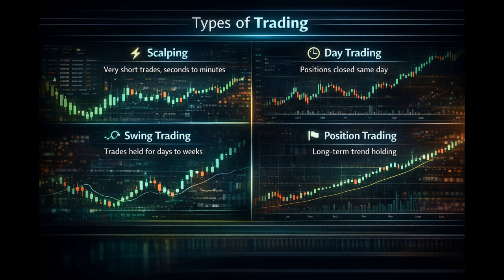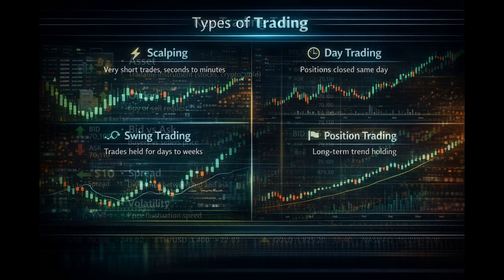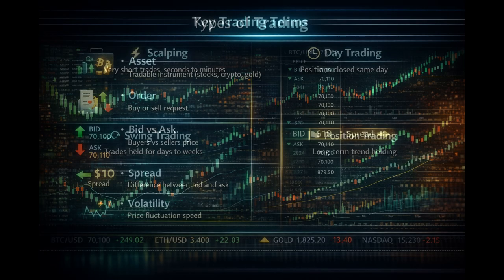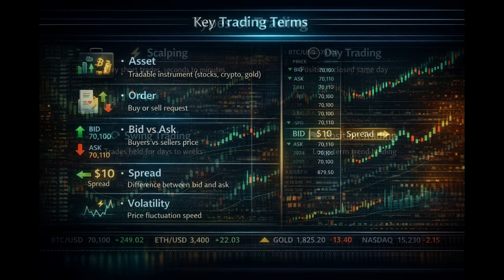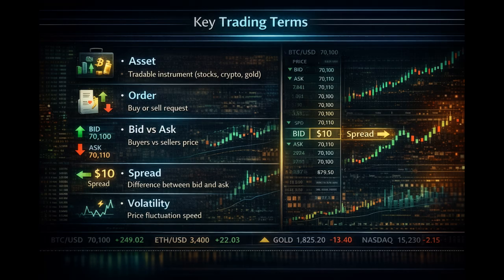Position trading. Position trading involves holding positions for longer periods such as weeks, months, or even years. Position traders focus on long-term trends rather than short-term fluctuations. For example, an investor who bought Bitcoin at $20,000 and held it until it reached $60,000 was engaging in position trading. This style relies heavily on macroeconomic analysis and long-term trend identification.